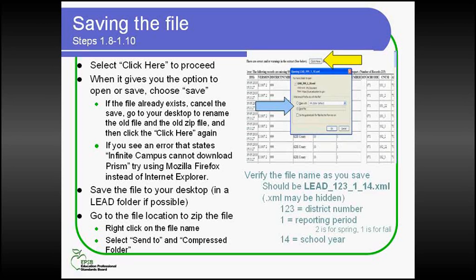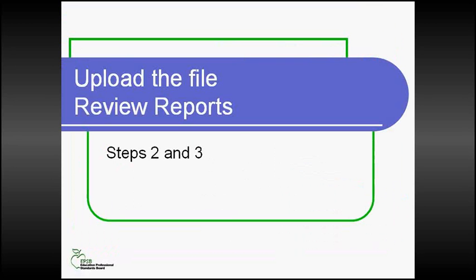The LEAD file name will look like this. It's going to be LEAD, your 3-digit district number, and a 1 or a 2 for the reporting period. If during the spring you get a file that says 1, you cannot just rename the file, because there's an indicator inside the file that shows that it's the wrong term as well. So you will need to re-extract. And then finally, the last 2 digits are the school year. So you've saved the file, you've zipped the file. That's all of that first step.